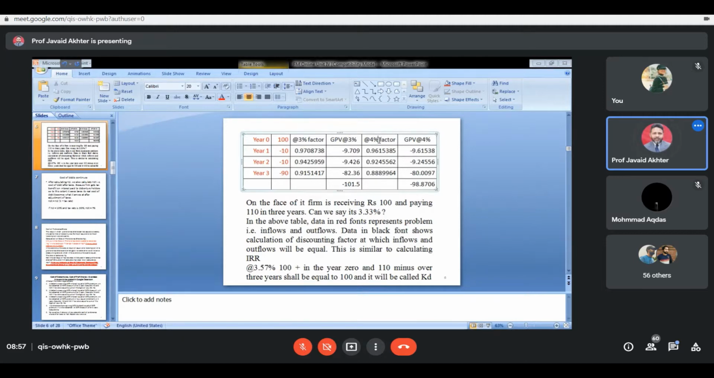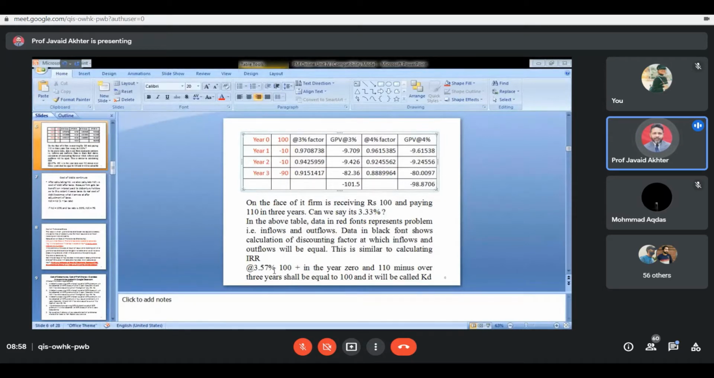Similarly, we have used a discounting rate of 4%, and this figure is 98.87. If the discounting rate is 4%, the net present value would be 98 or 99. 98 rupees 87 paise. Using the same formula that we had used earlier, it can be interpolated, and once you interpolate, your answer would be the exact cost, and the answer is 3.57.